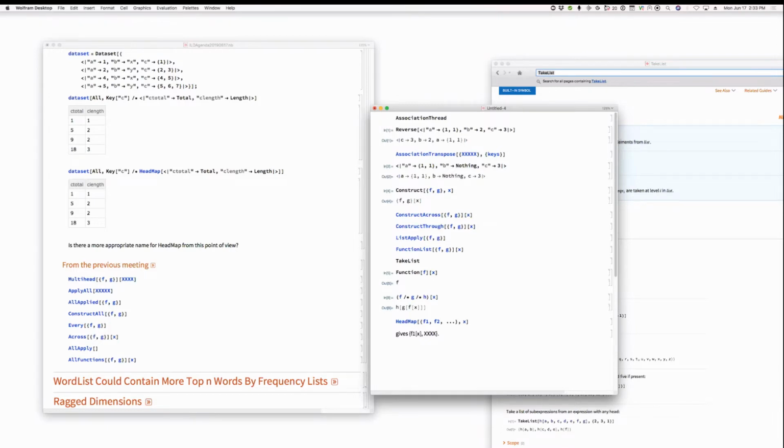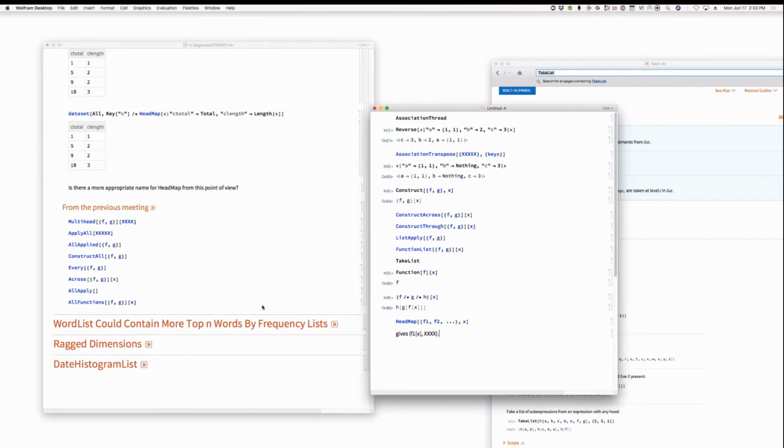Yeah, and Genesis on the live stream is suggesting list apply. The problem is it's not an apply. It's really a construct, but in a sense it's a map because it's a map against that. I think HeadMap is the least bad that we've come up with. Okay, so we can start with it and see. Yeah, I think that's what we should do, in the examples. Okay.